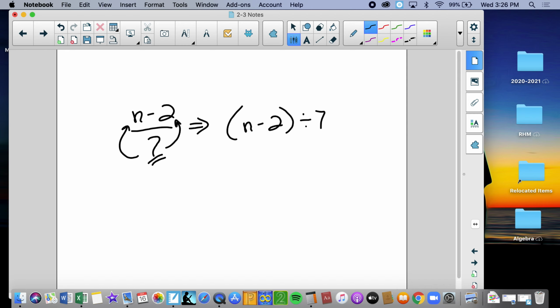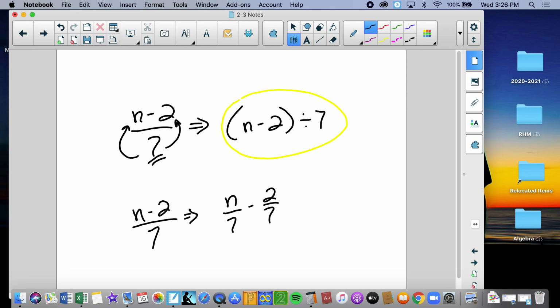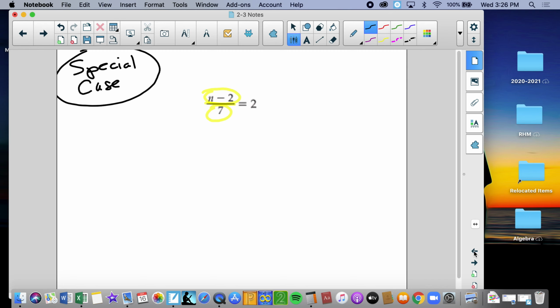Here's another way. Not only can we write it this way, here's another good idea that you need to understand. This is advanced high school, that this also equals n over 7 minus 2/7. Again, this 7 is underneath the n. The 7 is dividing the n, and it's dividing the -2. So we can separate the n and the -2, and we can write it like that. So that really shows how they are separated.